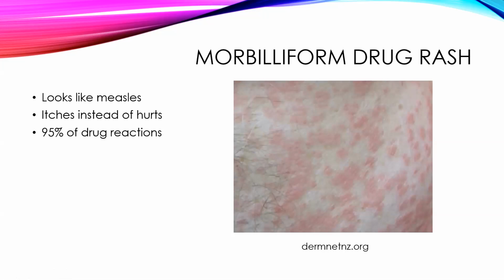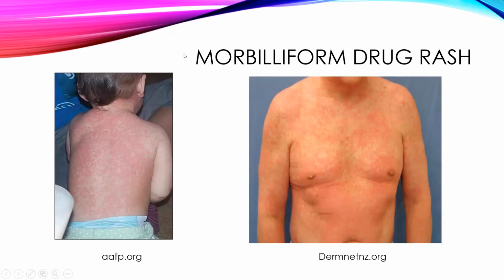So when you are in clinic and you have a patient coming in with a drug reaction, luckily, this is going to be the most common type that you see. A couple more pictures. This shows you that it has a widespread truncal distribution. It also can extend to the head and the extremities.